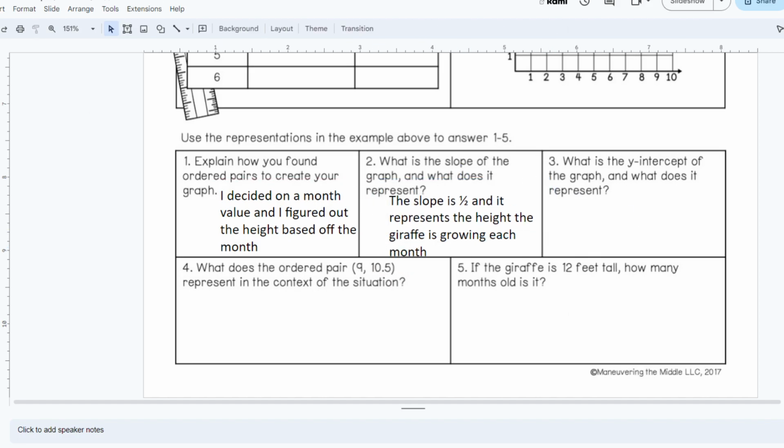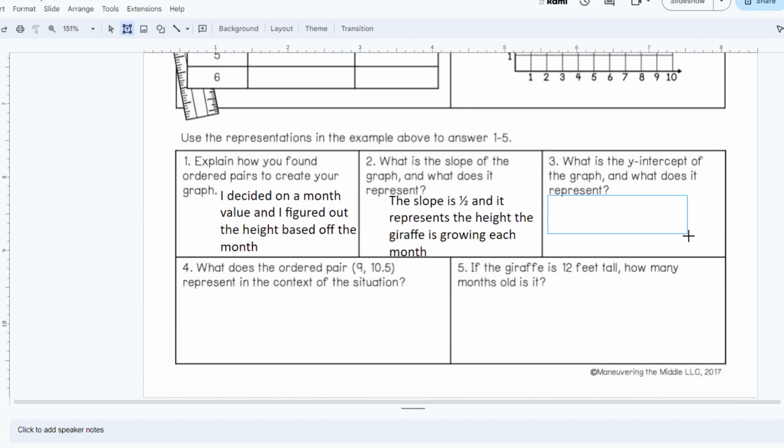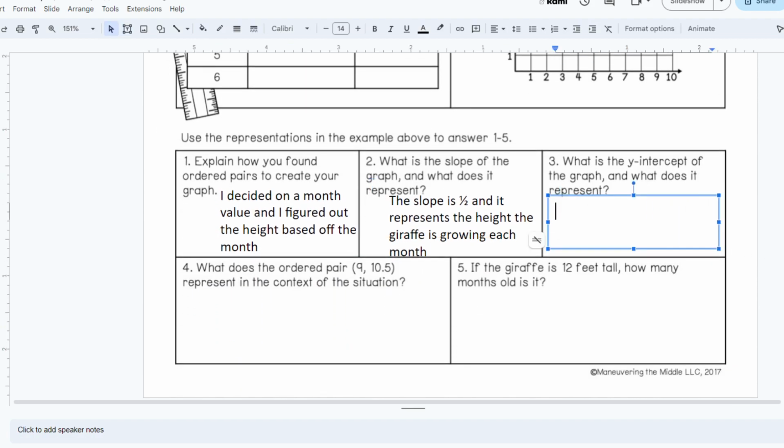What is the y-intercept of the graph and what does it represent? Well, if you look back to the question, you can see that the y-intercept is 6 and it represents the giraffe when it's born. So we're just going to say that. It is 6 and it's the giraffe's height when born.